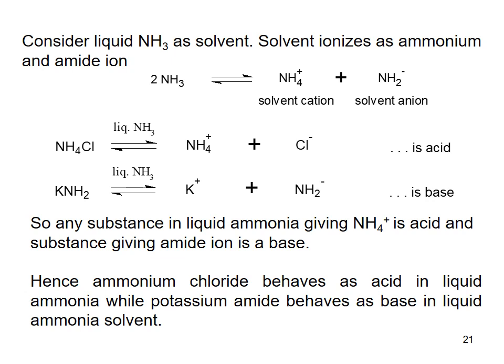Suppose you take NH4Cl, ammonium chloride, in liquid ammonia. It forms a solvent cation, that is NH4+, hence NH4Cl is an acid. Similarly, if you take potassium amide in liquid ammonia, it releases amide, which is the solvent anion, so potassium amide is a base.